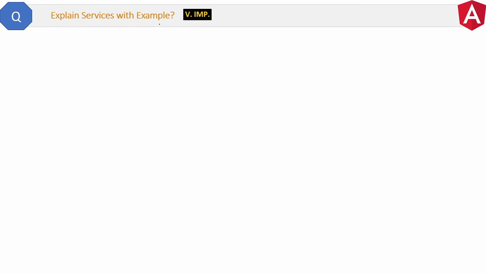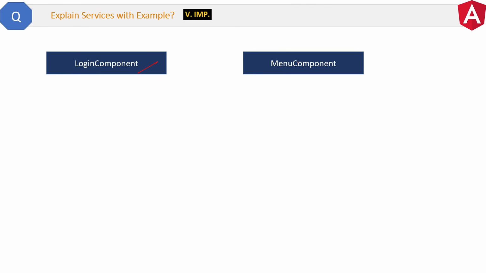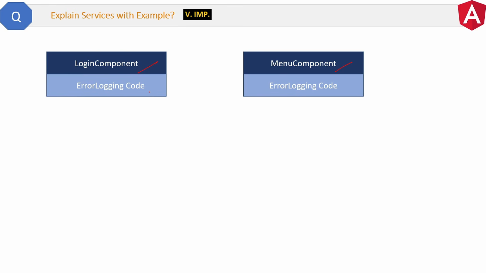Explain services with example. Suppose in our single page application we have two components. One is the login component and another one is the menu component. Now, if any error occurs in these components, then the developer has to log that error, right? For that, we will have to write some lines of error logging code inside both of these components. So you see, the same error logging code will be at two places. And if we have 100 components in our application, then we have to place that code in 100 places.